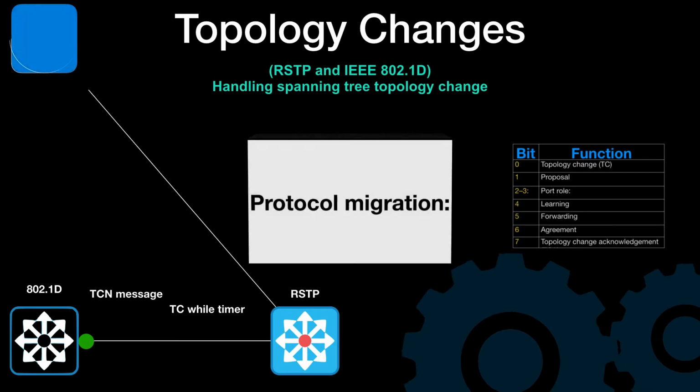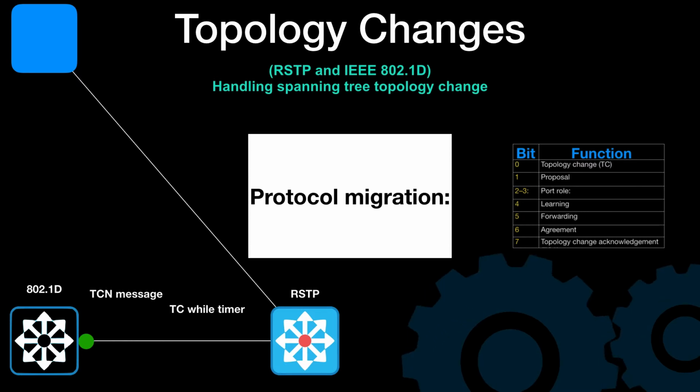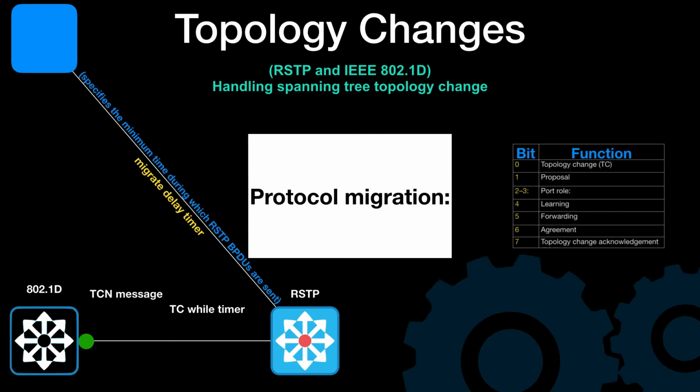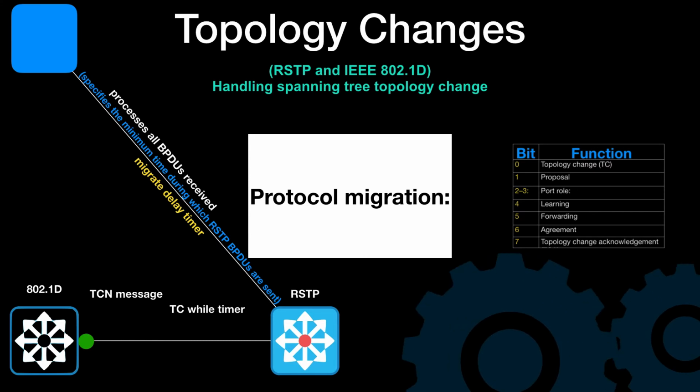Protocol migration. For backward compatibility with 802.1d devices, RSTP selectively sends 802.1d configuration BPDUs and TCN BPDUs on a per-port basis. When a port is initialized, the migrate delay timer is started, which specifies the minimum time during which RSTP BPDUs are sent. While this timer is active, the device processes all BPDUs received on that port and ignores the protocol type.